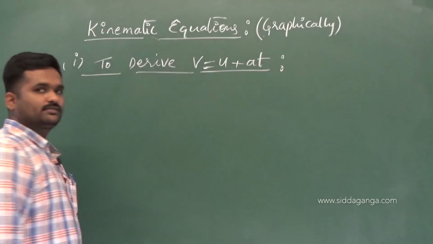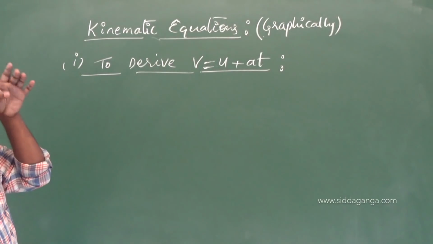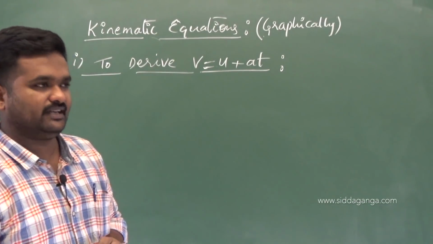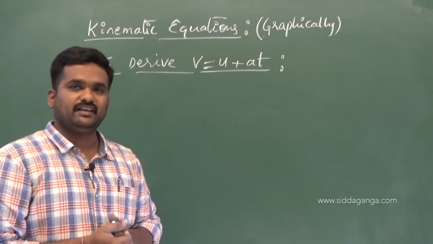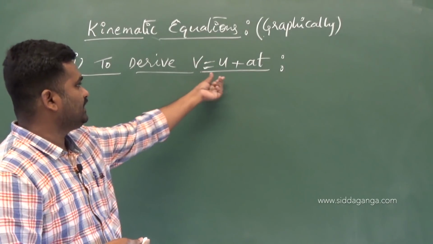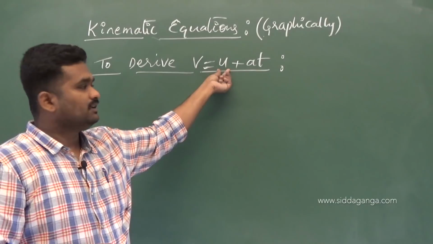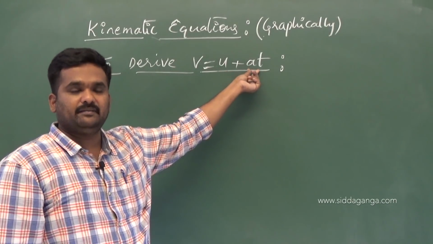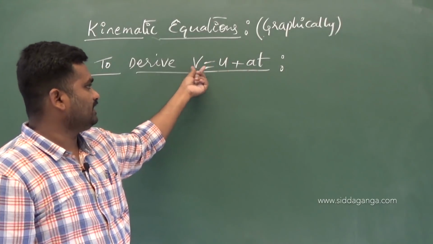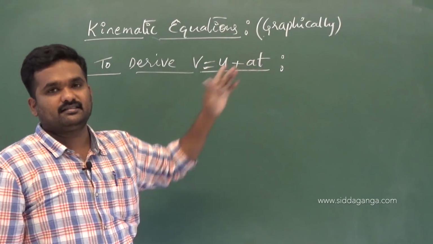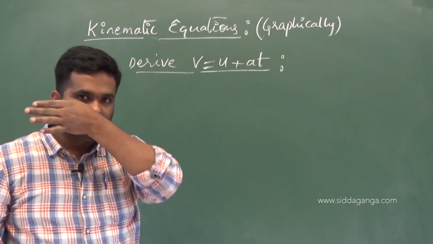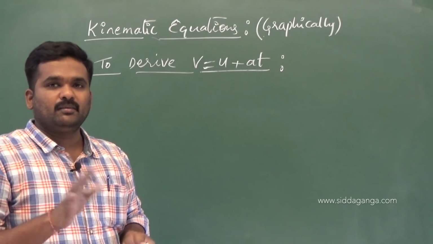To derive v equals u plus at, for any derivation you have to write some basic things in the beginning, like: consider a body initially moving with a speed u, and it is moving with uniform acceleration a. Let v be the velocity it attained in a time of t seconds. This initial basis you have to write. I can't write everything on the board. It will be given in your material, but you have to remember.